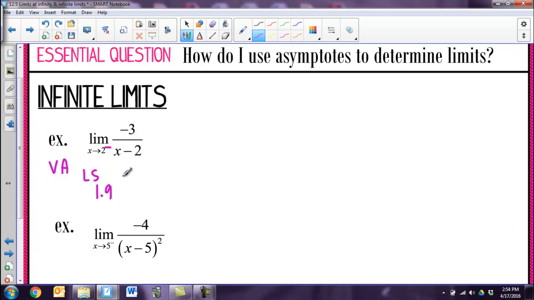I'm going to go ahead and plug it in to this fraction. So negative 3 over 1.9 minus 2. And again, I'm worried about the signs here. My top, my numerator, is negative. My bottom, if I have 1.9 minus 2, that would be a negative as well. So a negative divided by a negative would get me a positive, which means on the left side of this asymptote, I would be approaching positive infinity.